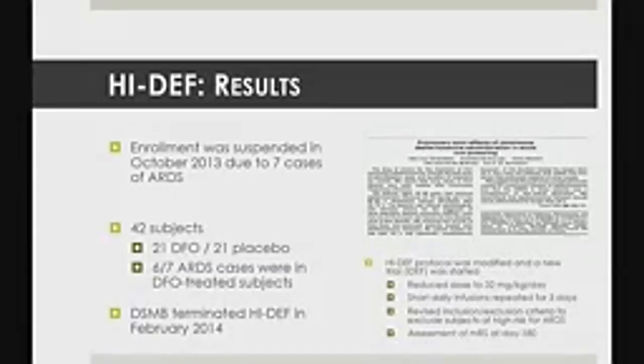And they developed ARDS. So when we unblinded our patients, it turns out that 6 of the 7 cases were in the deferoxamine arm.